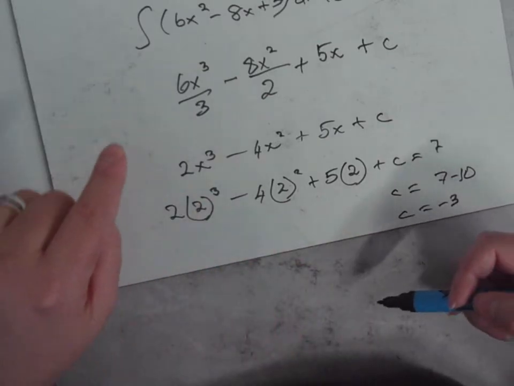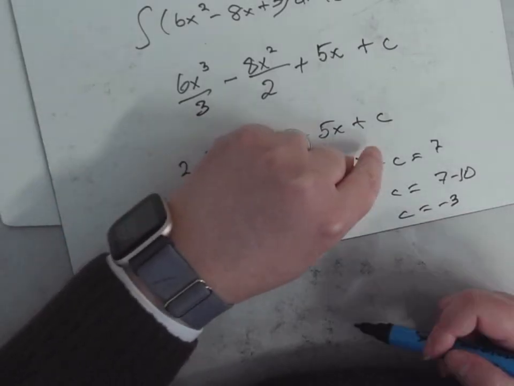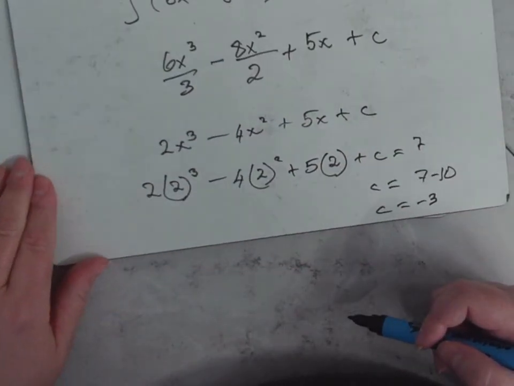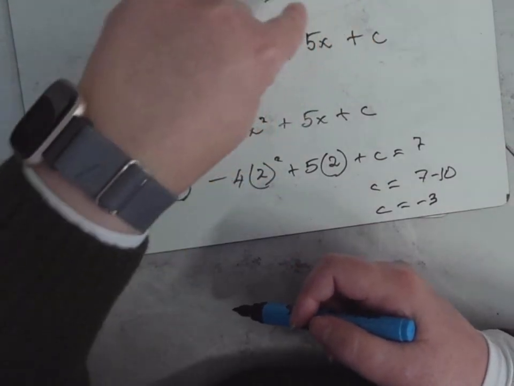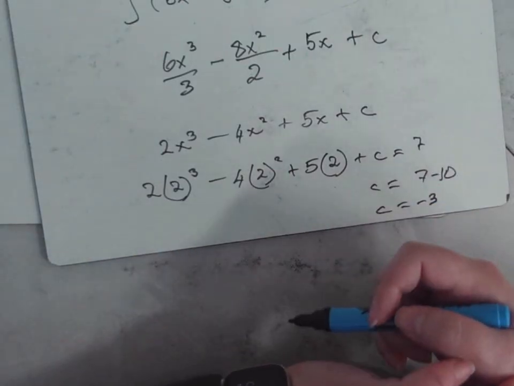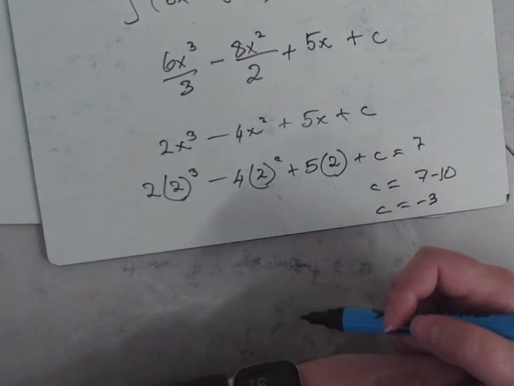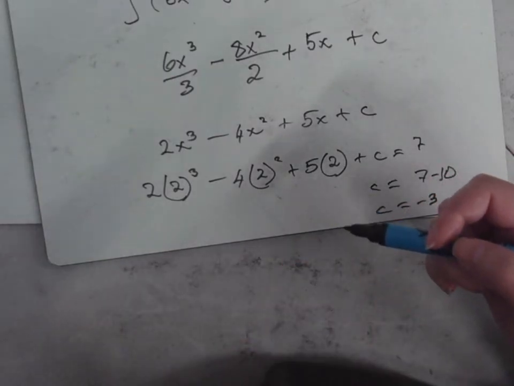So the original function was 2x cubed minus 4x squared plus 5x minus 3. Is that right? Happy with that? Okay. So you know the way they told me the answer was 7 when x is 2. Sometimes they'll tell me the original function went through the point 2, 7. So then you have x and y.